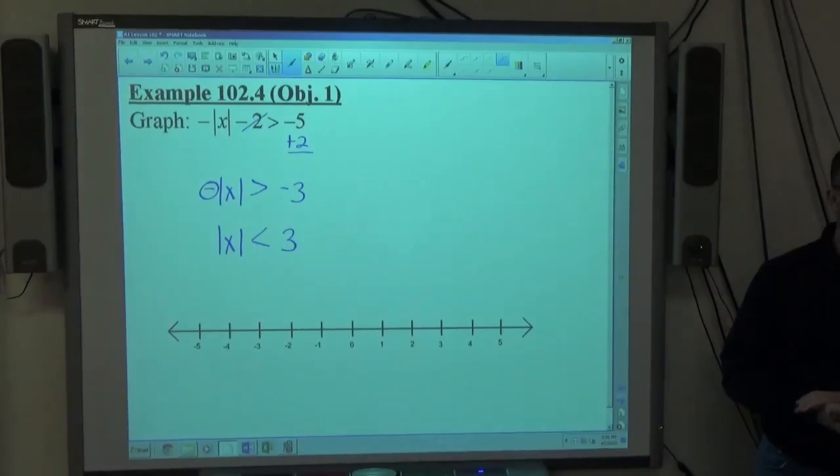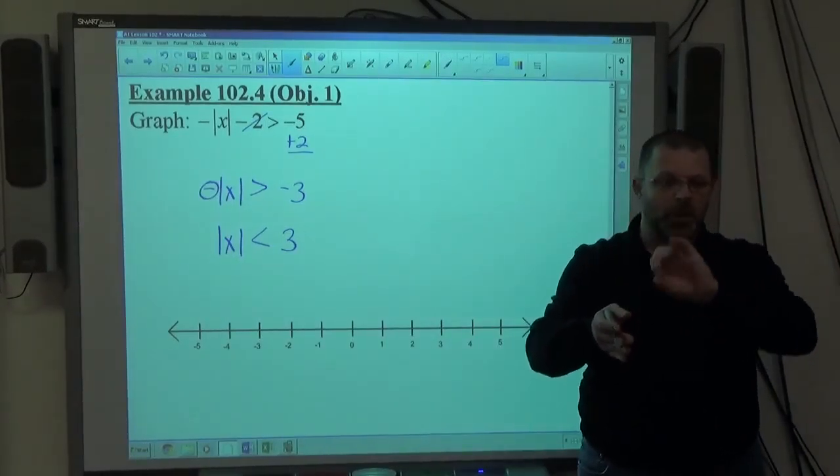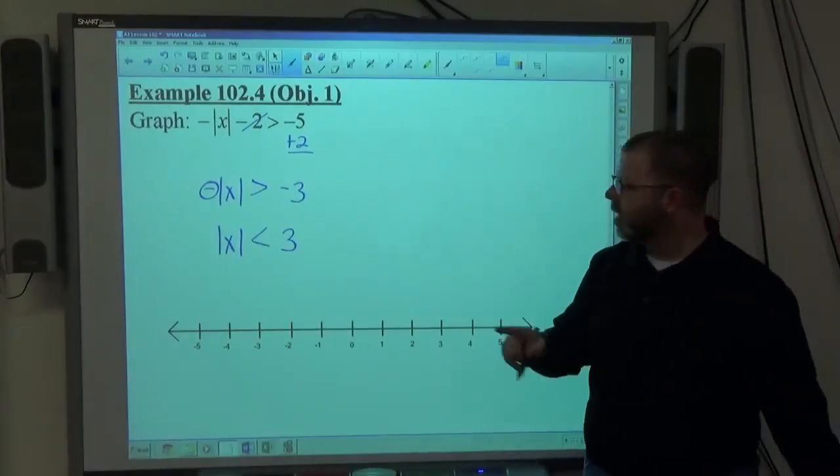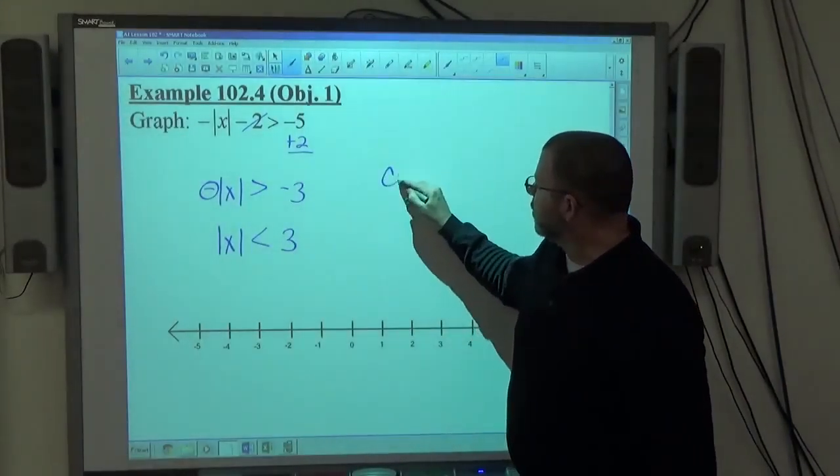And again, that's priority 1 in an absolute value inequality. Get the absolute value expression by itself: absolute value expression, inequality, number. It's less than 3, that's a case 2.